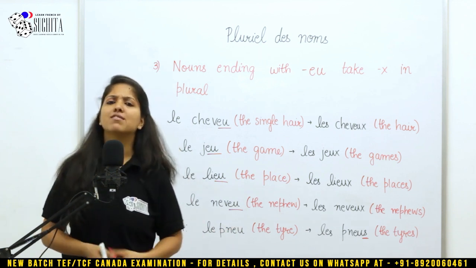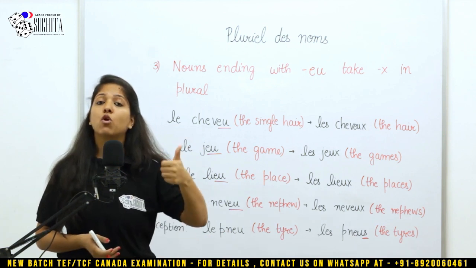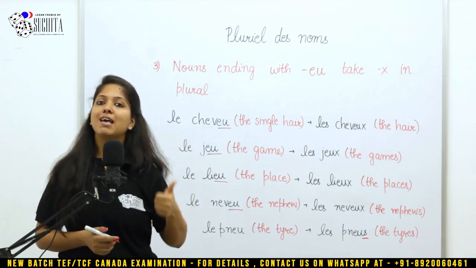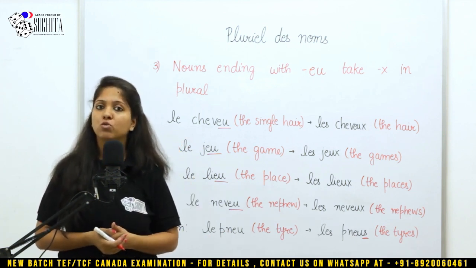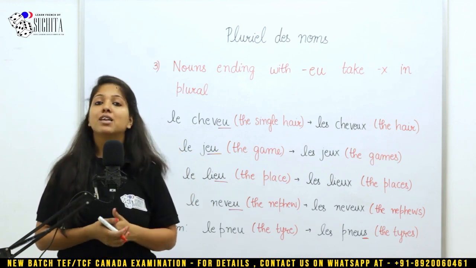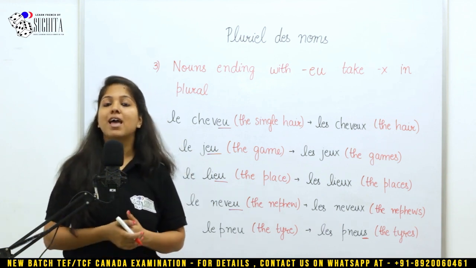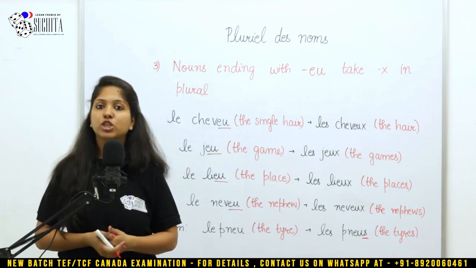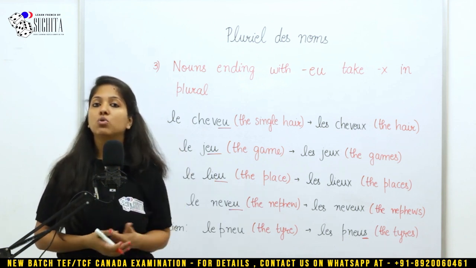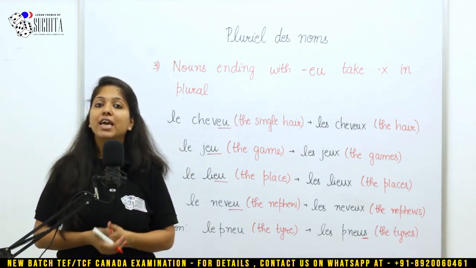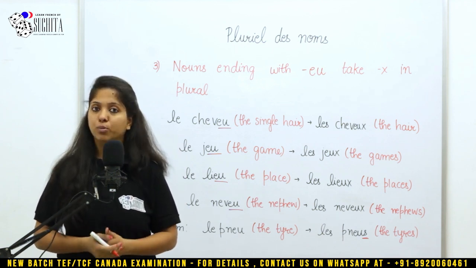So let's just revise all the 4 rules. The first rule was generally you put an S to make the plural of nouns. The second rule, the nouns which end with S, X or Z, they do not change into plural. The third rule, nouns ending with EAU, they take X in the plural.